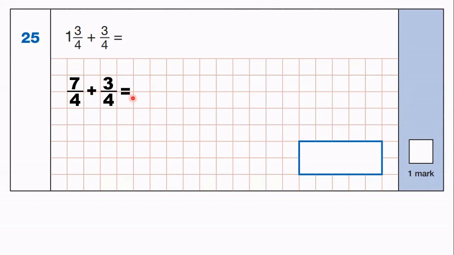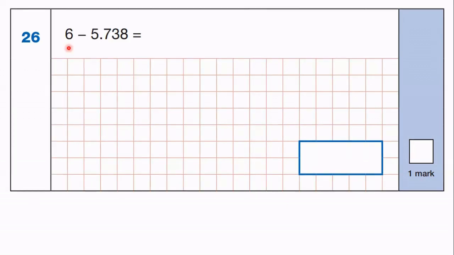We need to add 3/4 to that, and because both of our fractions have a denominator of 4, our answer will also have a denominator of 4. And then we can add the numerators to get 10. So our answer is 10/4. We could change it into a mixed number, but for this test paper, we'll still get the mark even if we don't. So let's move on to the next question.